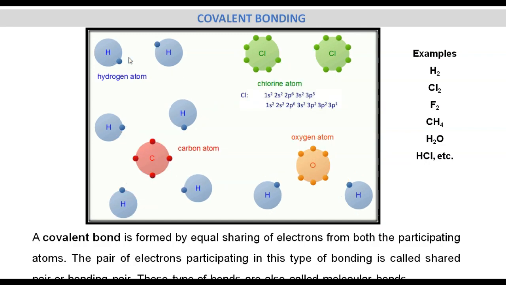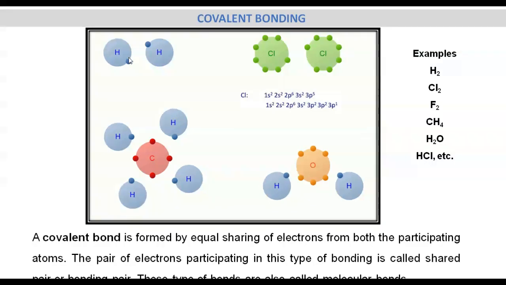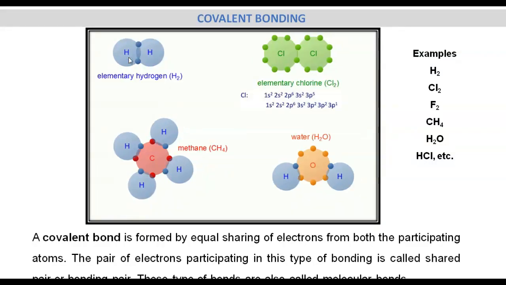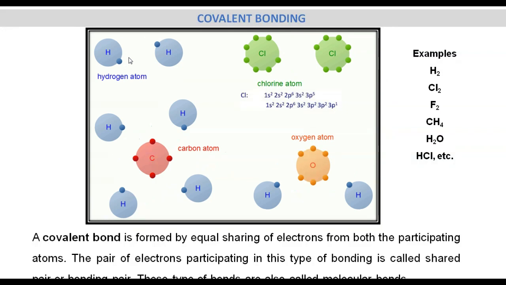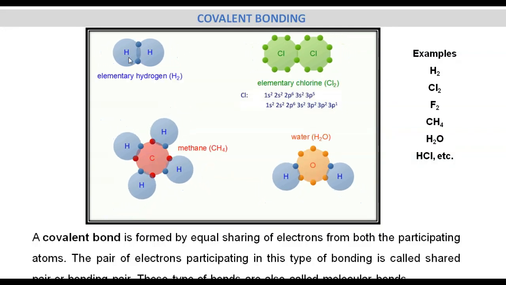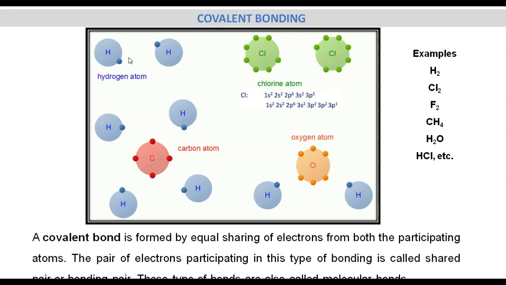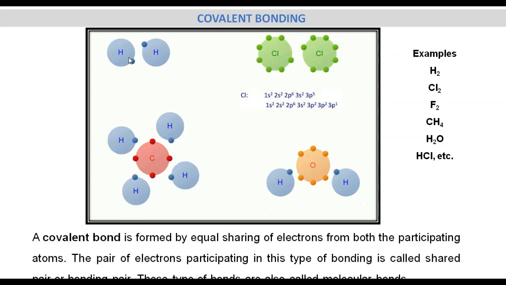So now we can have a general definition of covalent bonding. A covalent bond is formed by equal sharing of electrons from both the participating atoms. The pair of electrons participating in this type of bonding is called a shared pair or bonding pair. These types of bonds are also called molecular bonds.